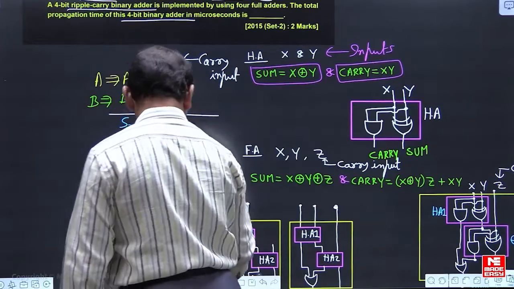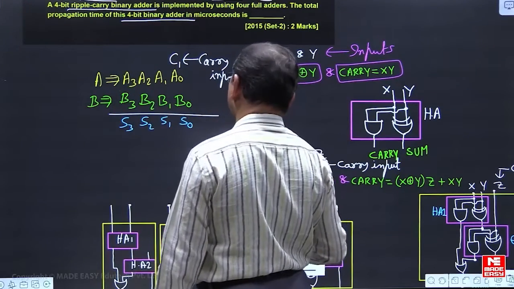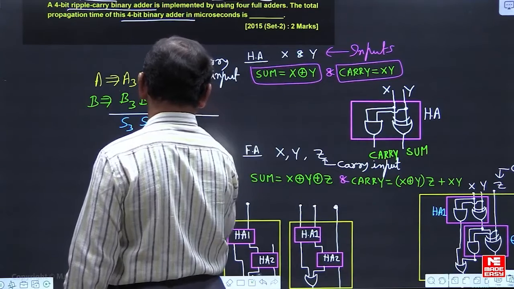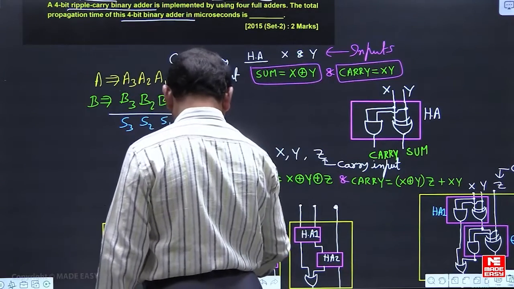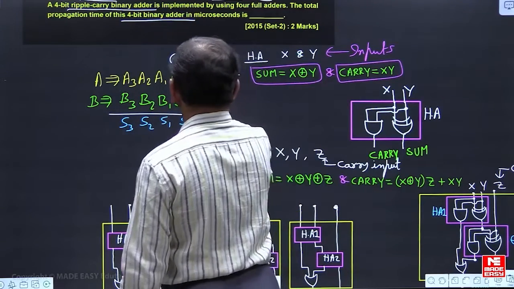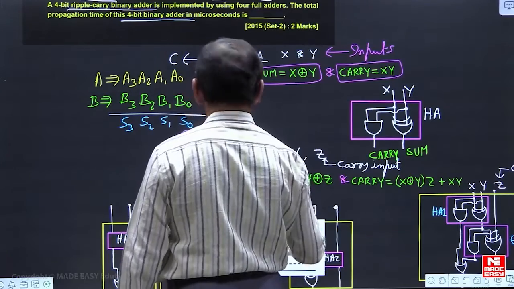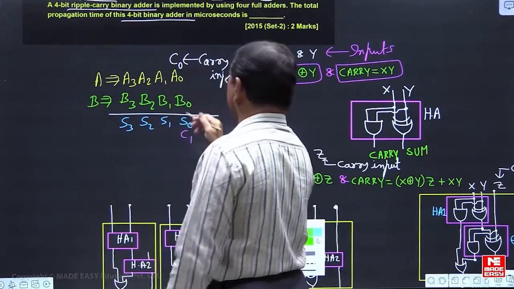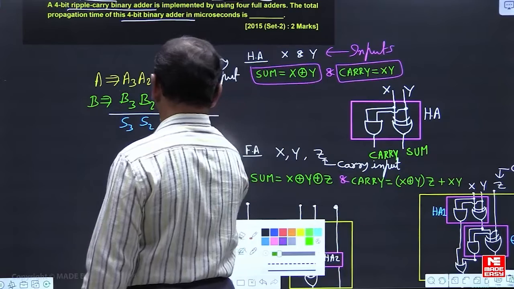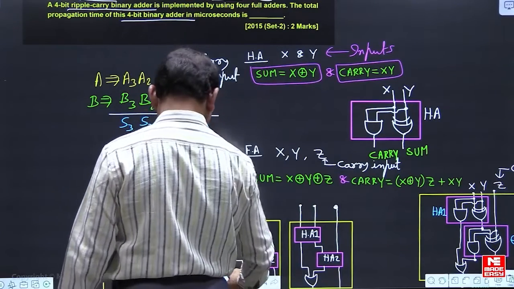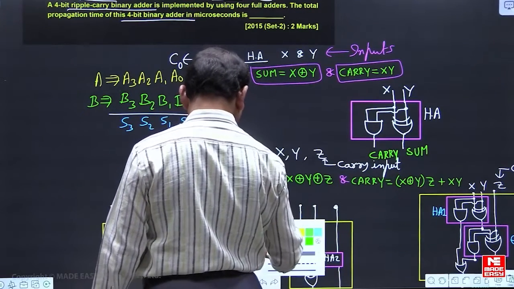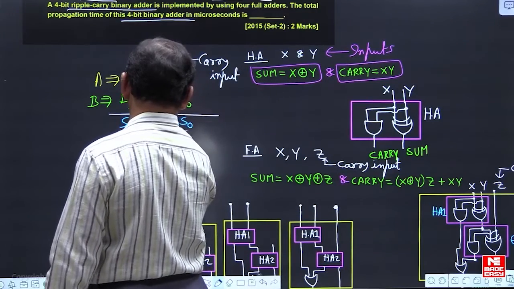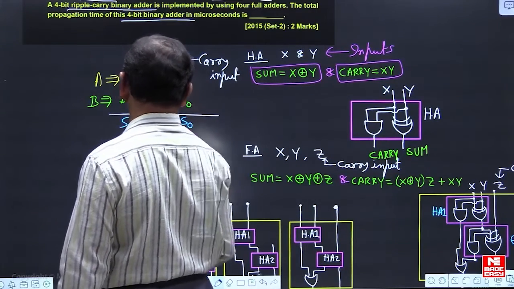And if you look at the carry outputs, the carry input here, sorry, do one thing, name this as C0. So accordingly, this we will call C1. So C0 is the initial carry, the input carry. This is C2, this is C3, this is C4, right?